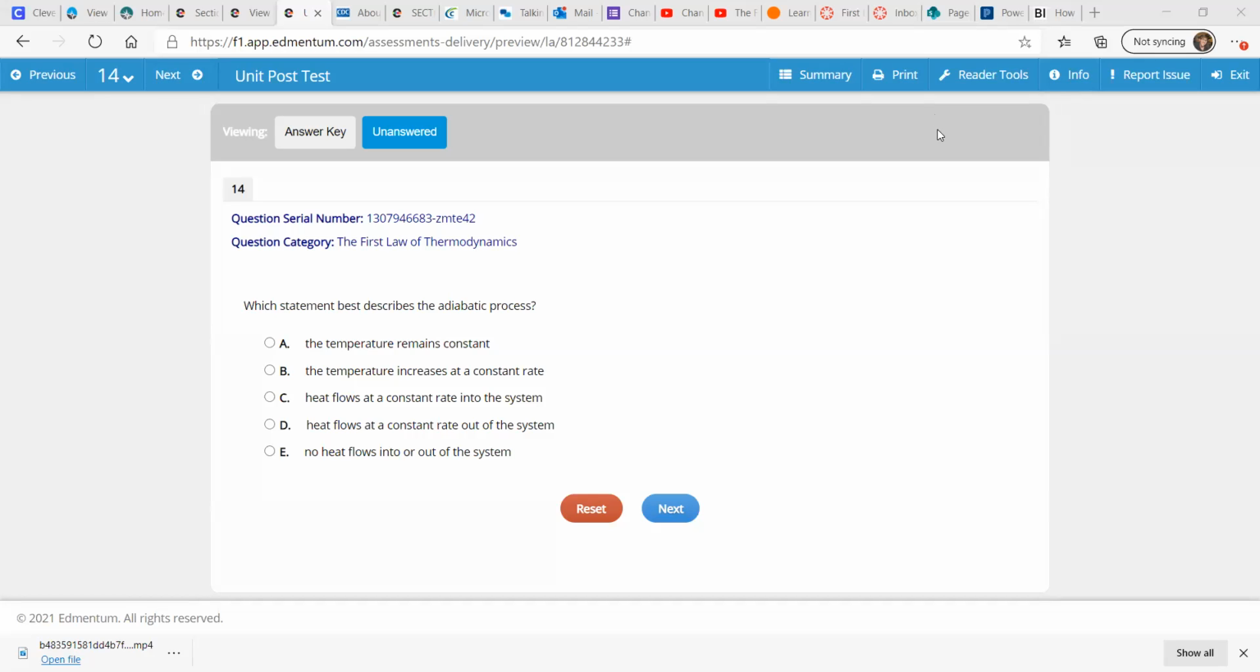Hey, so it looks like Edmentum has not fixed their first law of thermodynamics lesson. So I'm going to go over the questions dealing with that topic on the unit post test because I don't think it's fair to you all that they'll have stuff on the unit test, but they didn't post their lesson.